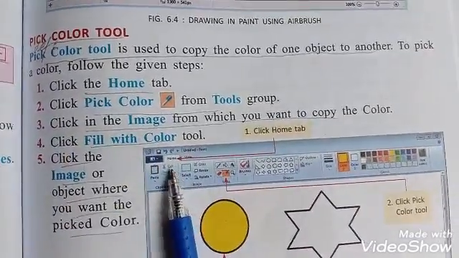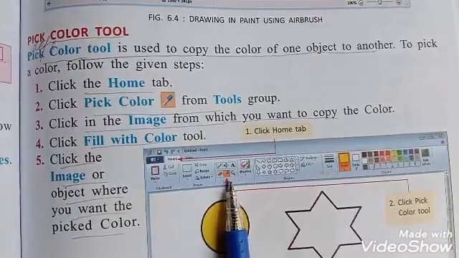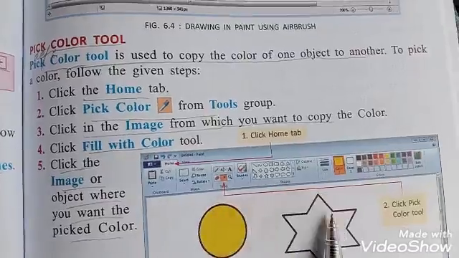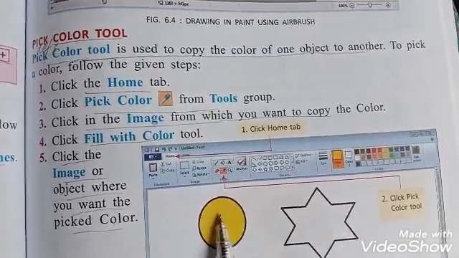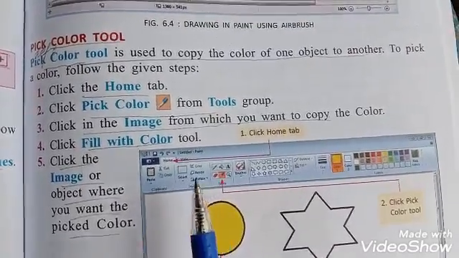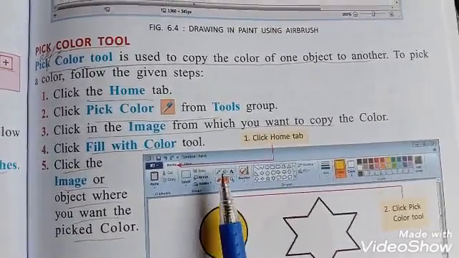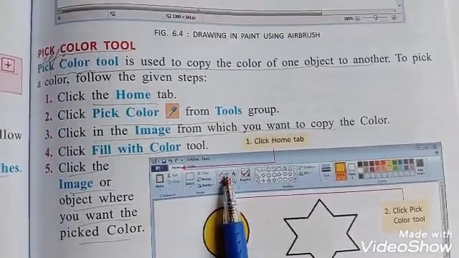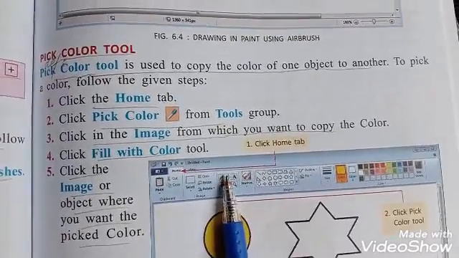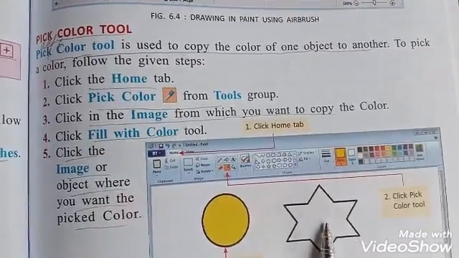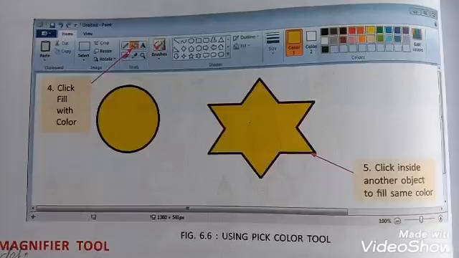First step is click the Home tab on the ribbon. Click pick color from tools group. Click in the image from which you want to copy the color. Click fill with color tool from tools group and click the image or object where you want to paste the color, like this.